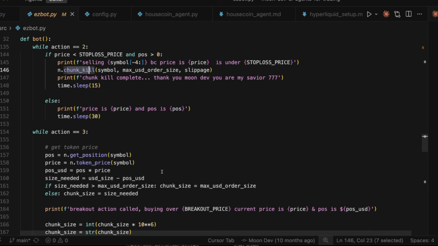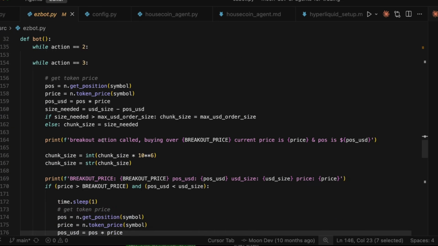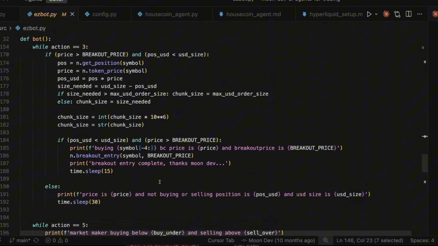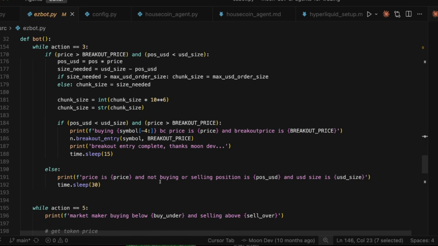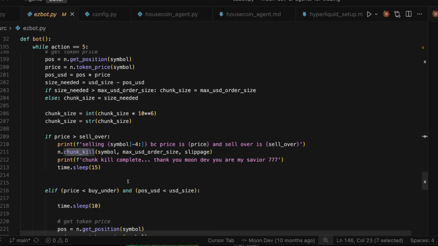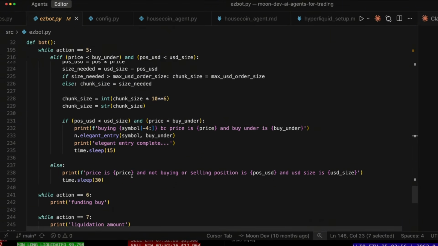So instead of trying to sell all at once, you can sell over time, get position, token price. All of the essential functions you'll need as an automated trader are here. Breakout entry, get position, get token, chunk kill. So instead of trying to sell all at once, you can sell over time.